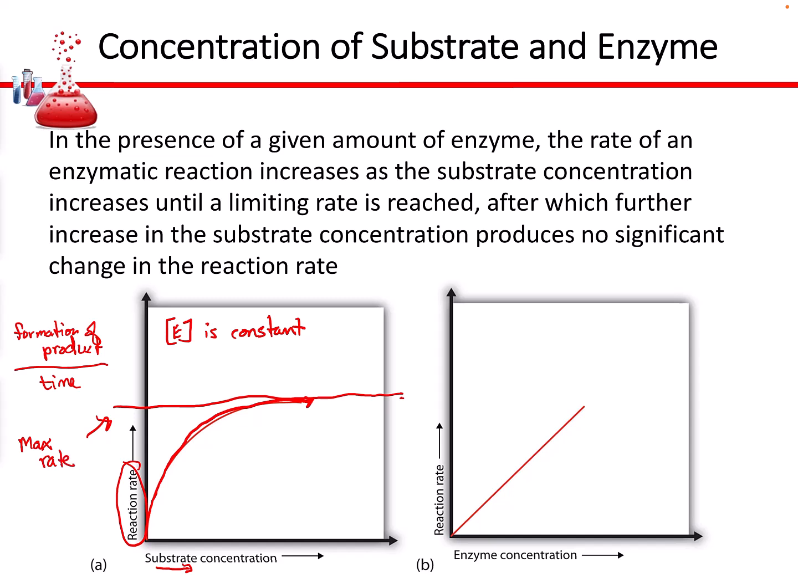Right, and that makes sense because if your enzyme concentration is constant, eventually you're going to fill up all the enzymes, and then the substrate has to form a queue for the enzyme to be able to work on it. You know, it's got to get in line and wait until the products get kicked out of it, and then the enzyme can be used again.